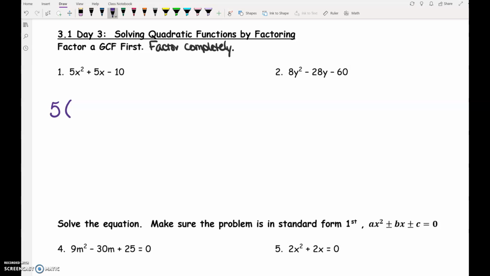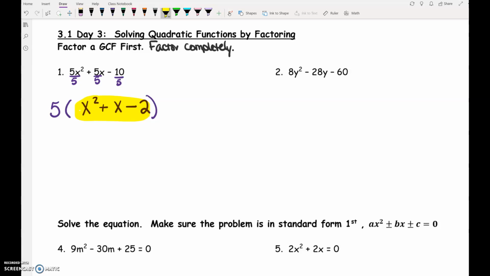Can we factor x out of those 3 terms? No, because negative 10 doesn't have an x. So if we divide each of these terms by 5, 5x squared divided by 5 leaves us with x squared. 5x divided by 5 is x, and negative 10 divided by 5 is negative 2. Now we need to factor what's left inside the parentheses.